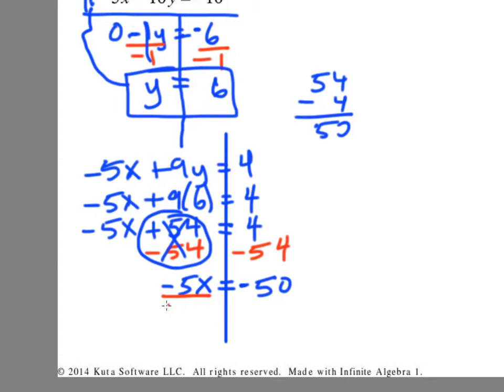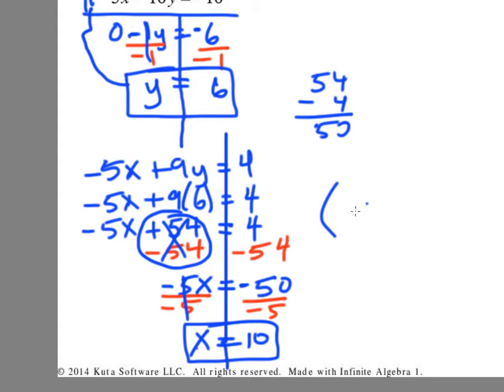Okay, let's divide by negative 5 to get our x here. Divide by negative 5. So we're going to get, 5 over 5 is 1. Negative over negative makes a positive. So x equals 50 divided by 5. How many times does 5 go into 50? 5 times 10 is 50.